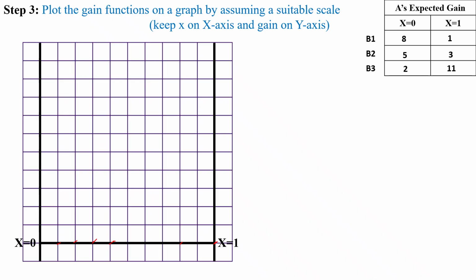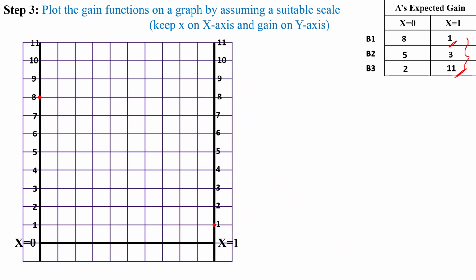Next, on the y-axis we have to keep the gain values. So these are all the gain values. Here the range is 1 to 11. The minimum value is 1 and the maximum value is 11. So we have to mark the y-axis from 0 to 11 on both sides. Mark the gain values when x equal to 0, and similarly mark the gain values when x equal to 1 also, like this.